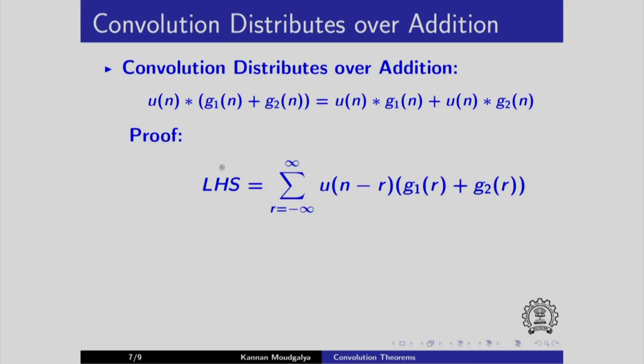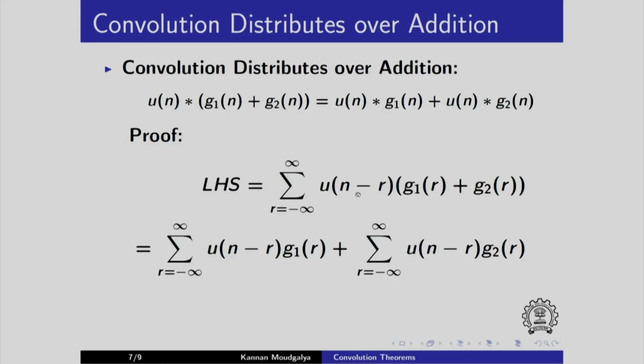The next result is that the convolution distributes over addition. Okay, I have written the left hand side, which is u of n minus r times this whole thing. Now you multiply inside, so u of n minus r into g1 of r plus this multiplication. It is because this multiplication distributes over addition. These are all scalar arithmetic, we can do that. The first one is u of n convolved with g1 of n, and the second one is u of n convolved with g2 of n. So we have shown the right hand side.